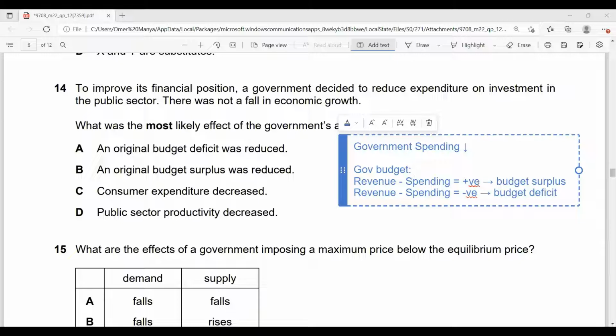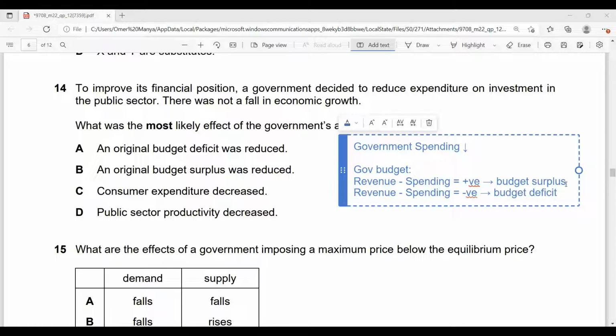The government budget consists of government revenue minus the amount of spending that they do on the economy. If this results in a positive value, that means that they still have revenue left and their budget is in a surplus. However, if they end up spending more than the revenue that they have, their budget will be in a deficit. So in this question, the government spending has decreased.